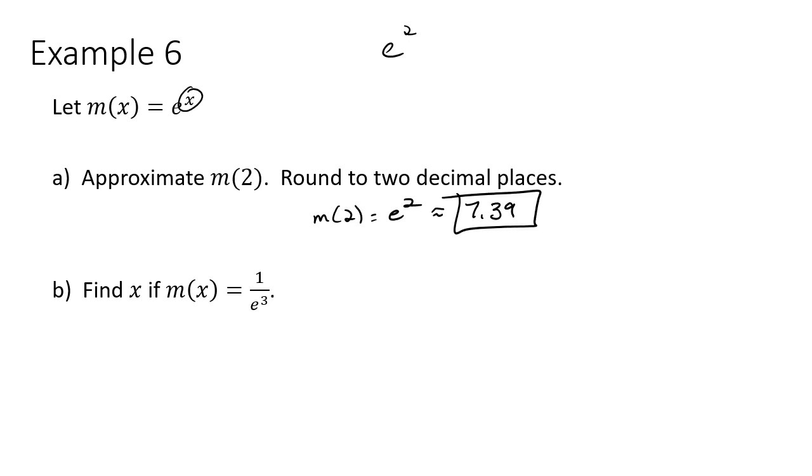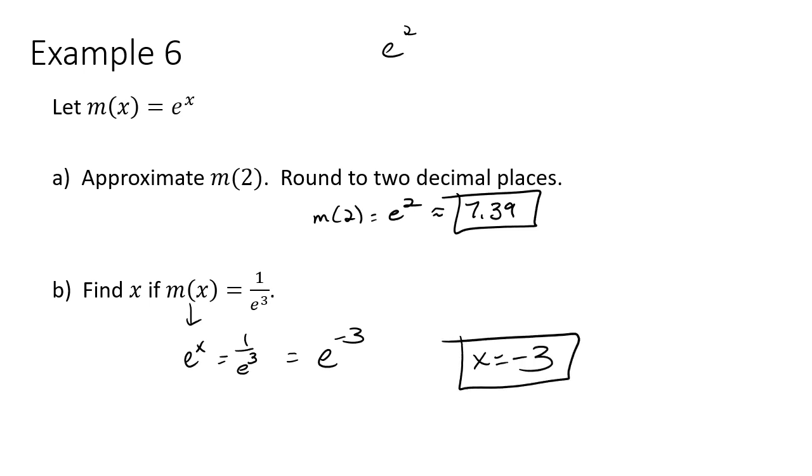And then in part B, we're asked to solve for x if m of x is equal to 1/e cubed. And since m of x is e to the x, we have e to the x is equal to 1 over e cubed, which by property of exponents would be e to the negative third. And so, by the one-to-one property of exponential functions, we can set the exponents equal to each other, meaning x would have to be equal to negative 3.